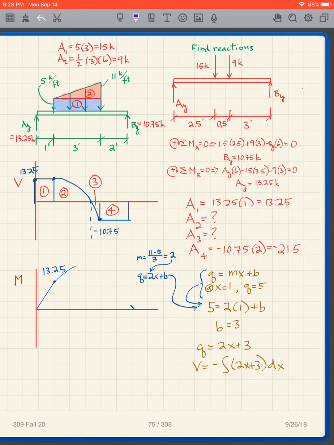My bending moment diagram, again, I can get the areas: 1, 4, 13.25, -21.5. So I can go up 13.25, and for some reason I'm not showing it here, but this is going to take me to, it's not drawn to scale, but this would take me to there. That would be 21.5, and then I'm going to get some sort of curve that looks something like that.